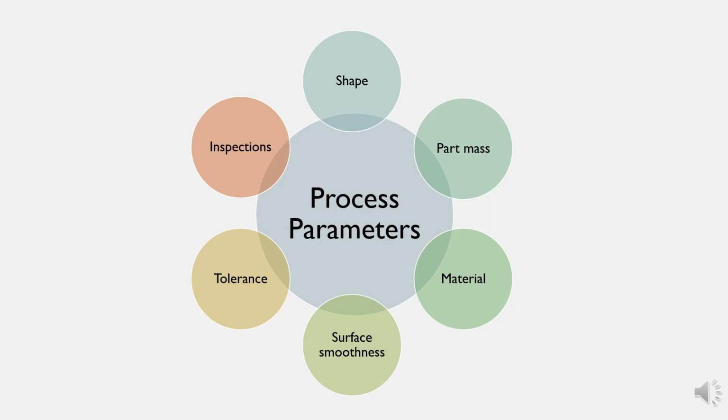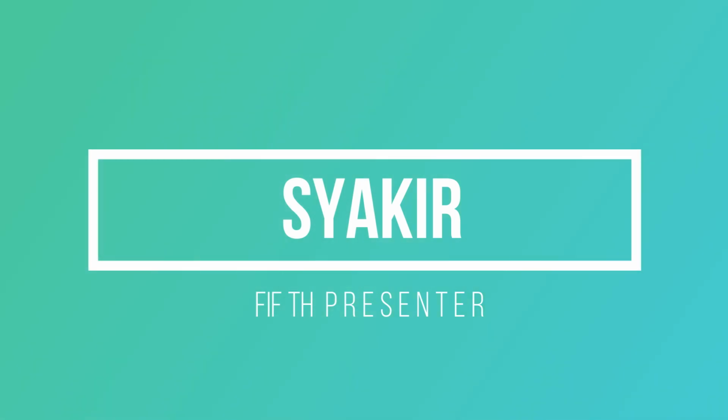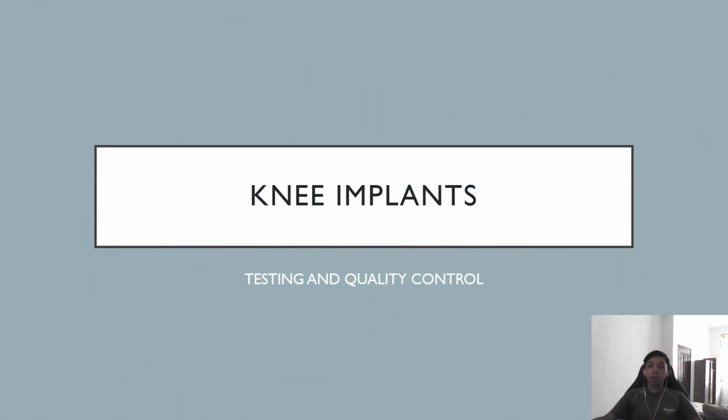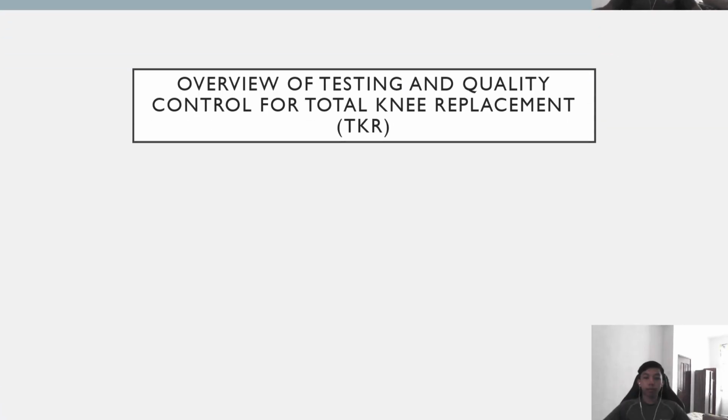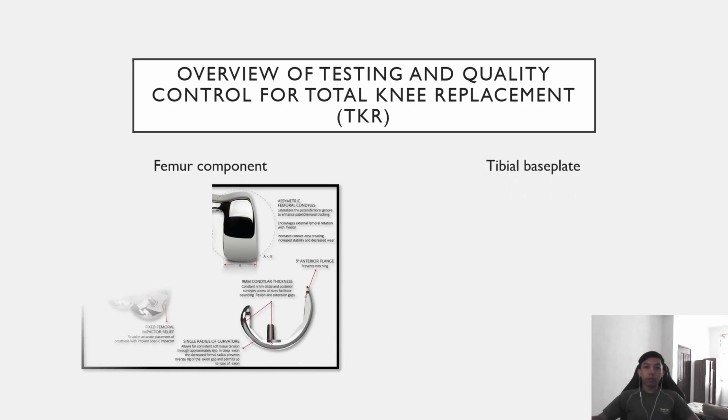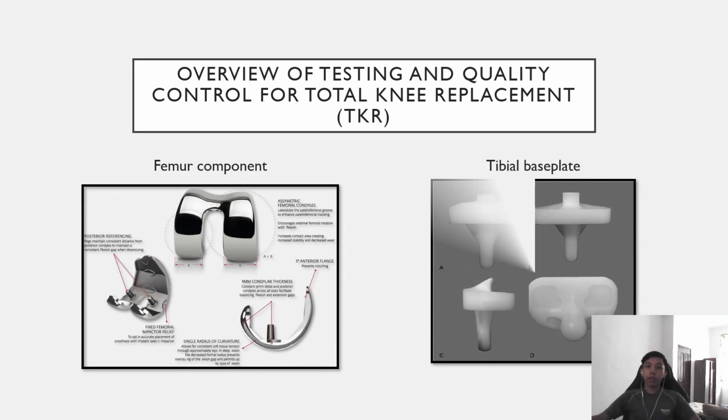Thank you. In this section, I will explain to you about testing and quality control for total knee replacement, also known as knee implant. Total knee replacement consists of two major components. The first one is the femur component. The second one is the tibial base plate.